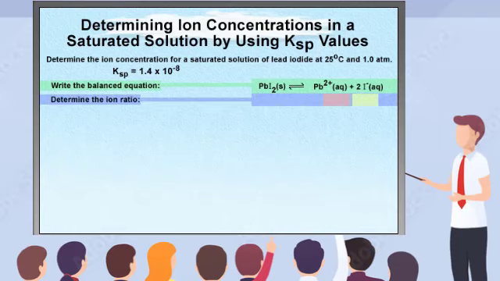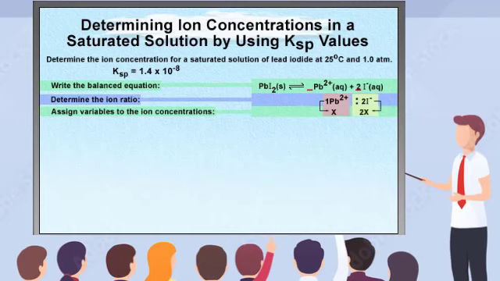Next, determine the ratio of lead ions to iodide ions by looking at the balanced equation. The coefficient of lead ions is 1, and the coefficient of iodide ions is 2. Therefore, the ion ratio is 1 to 2. Since the coefficient of lead ions is 1, it is expressed as the variable x. And because the amount of iodide ions is 2 times the amount of the lead ions, the concentration of iodide ions is expressed as 2x.